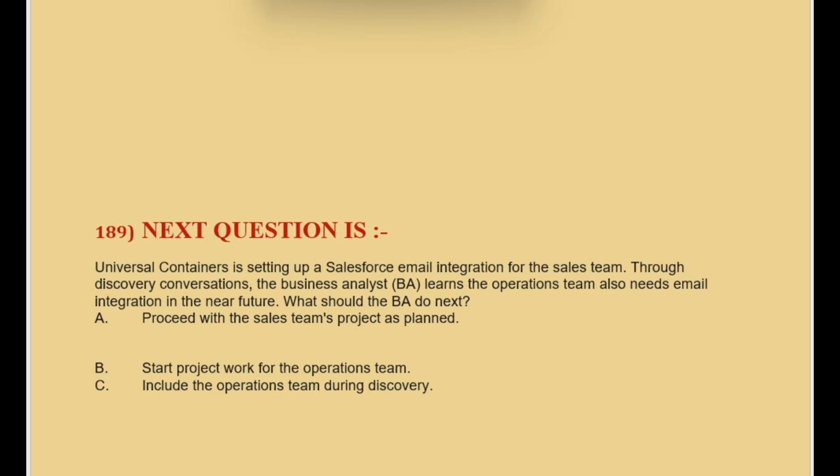Question is, Universal Containers is setting up a Salesforce email integration for the sales team. Through discovery conversations, the business analyst (BA) learns the operations team also needs email integration in the near future. What should the BA do next? Option A, proceed with the sales team's project as planned. Option B, start project work for the operations team. Option C, include the operations team during discovery. Correct answer is option A.